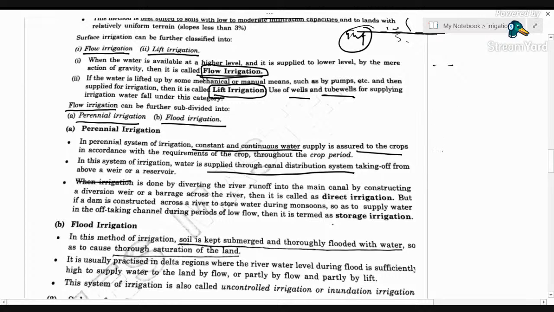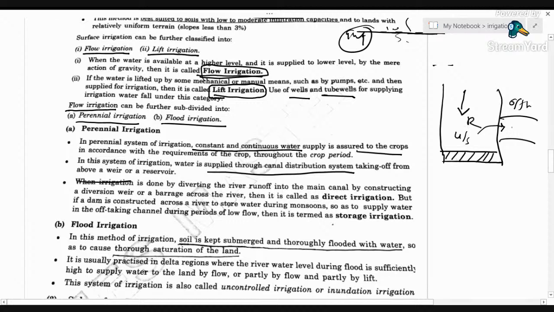Suppose this is my river, and the water is flowing in this direction. We are designing a diversion headwork, and then we are storing the water at the upstream end of the river. Here we take one off-taking canal. You are diverting the water from the river to this canal. If you are not storing the water and directly diverting it from the river to the canal, that is called direct irrigation.